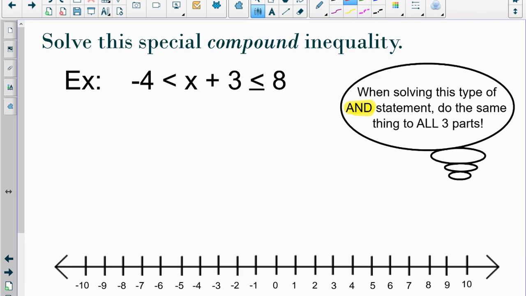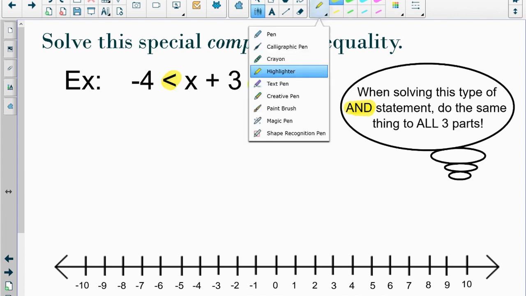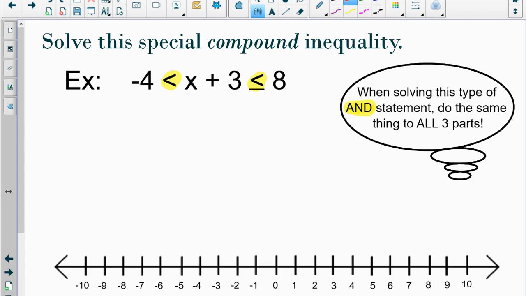To solve a compound inequality like this, maybe you notice that there's two inequality symbols here. There's one on the left-hand side, one on the right-hand side. So when we solve this, we're going to draw double train tracks, and we're going to put our focus in the middle, where the variable is. Whatever we do to the middle of this compound inequality to get x by itself, we do to the left, the middle, and the right side.